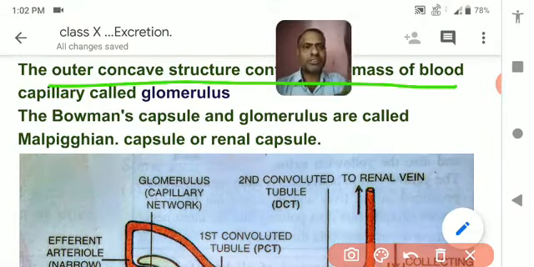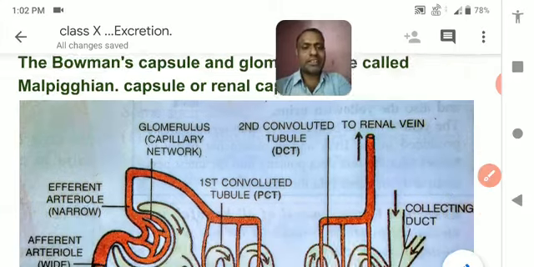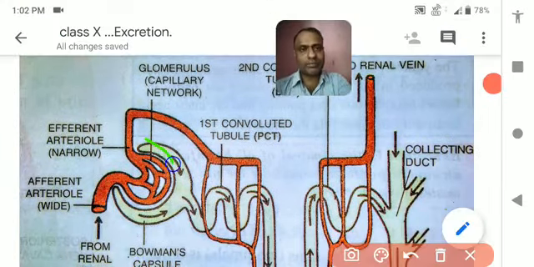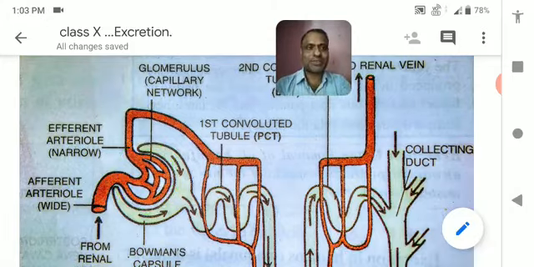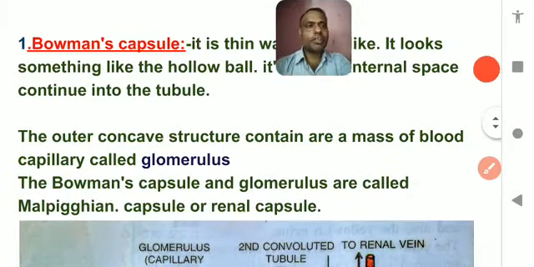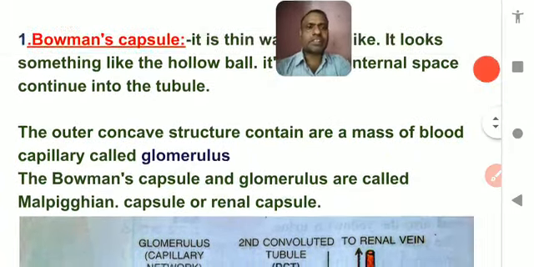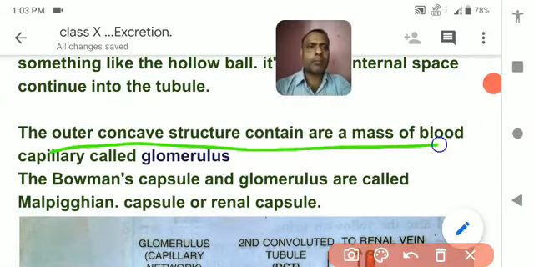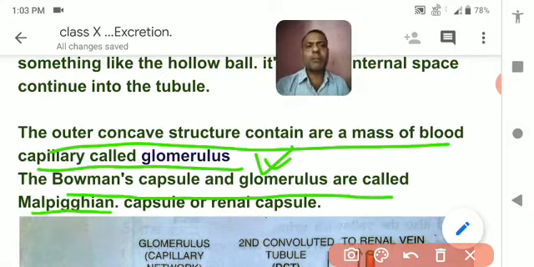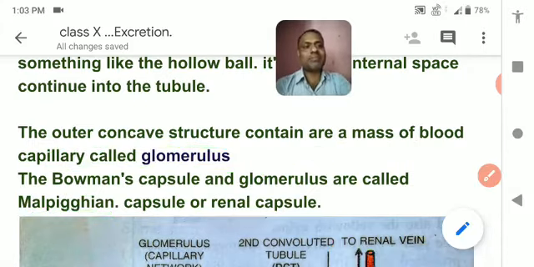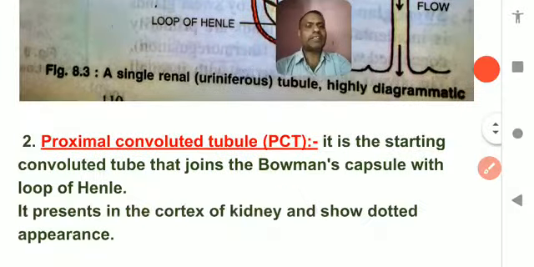Next, the outer concave structure contains a mass of blood vessels, called the glomerulus. These blood capillaries are nothing but the glomerulus. Understood? So the outer concave structure contains the mass of blood capillaries called the glomerulus. Bowman's capsule and glomerulus together are called the Malpighian capsule or renal capsule. I think you understood.